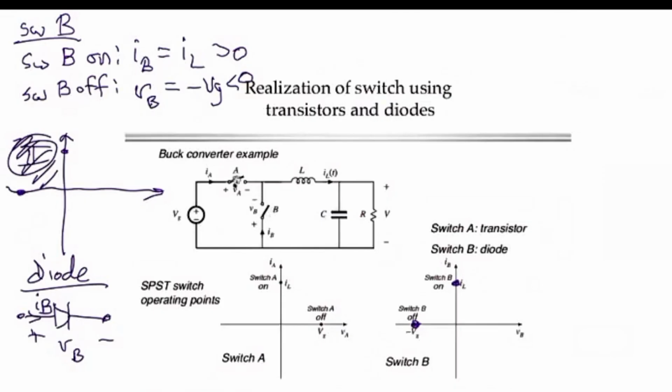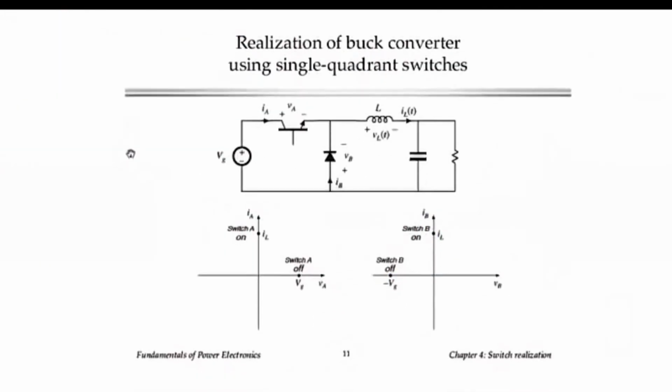Now you can see here also that the choice of the switch isn't arbitrary. It could not be a diode for switch A, or a transistor for switch B, at least not an IGBT or a BJT. So we have to realize these switches correctly. By doing this exercise, we can follow a systematic way to see exactly how to realize the devices. So in summary, we have to put a BJT for switch A and a diode for switch B.